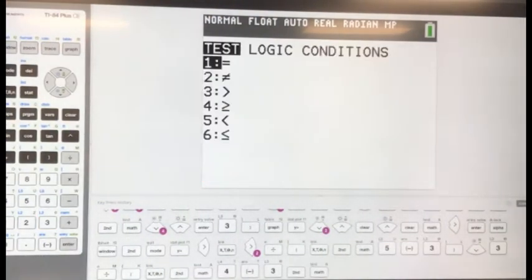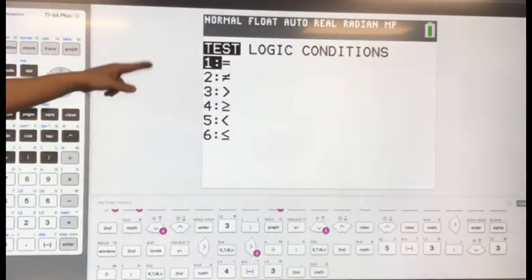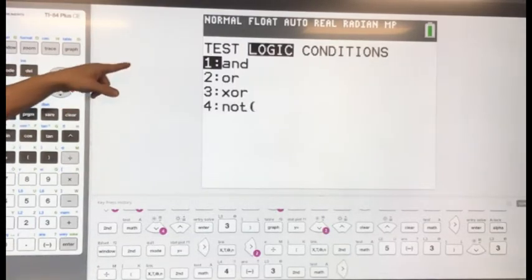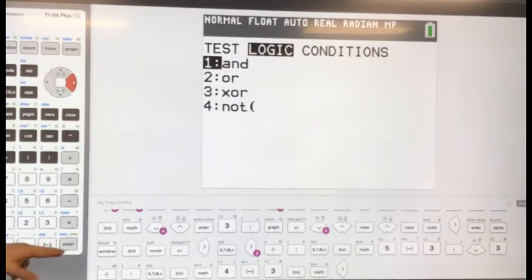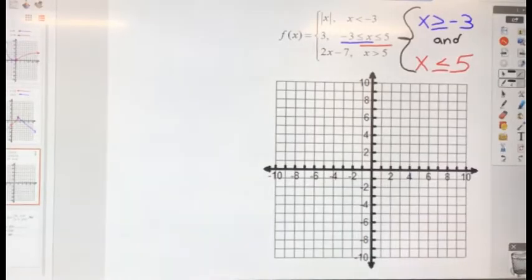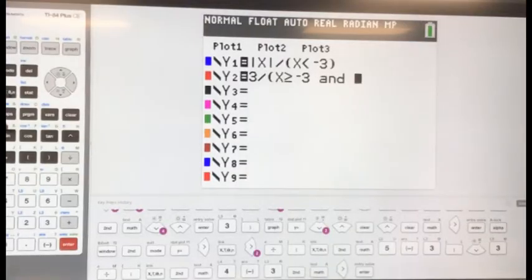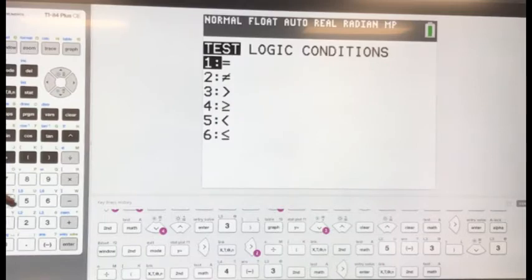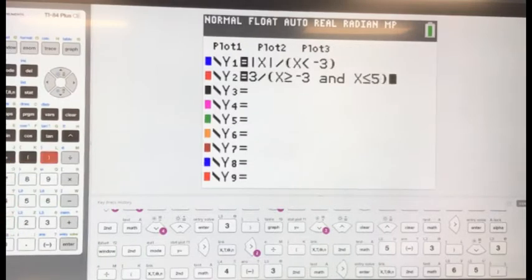Second math, here's my inequalities. If I go over one, I get logic, which I have the words and. Click on and. So with this function, x is greater than or equal to negative 3 and x is less than or equal to 5. So x less than or equal to 5. Here's how you would write a compound inequality in the calculator for it to understand.